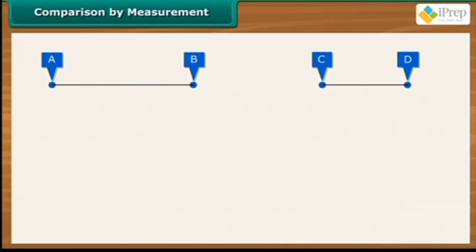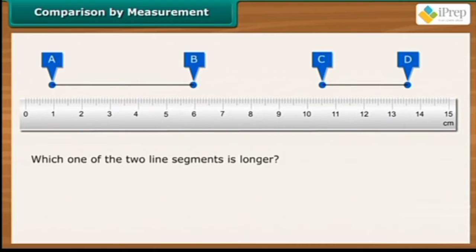By measurement. Look at the two line segments AB and CD. Which one of the two line segments is longer? Let us measure the two line segments with a ruler and decide which one is longer. On one side of the ruler, the measurements are written in inches and on the other side in centimeters. Let us use the centimeter side to measure the line segments.